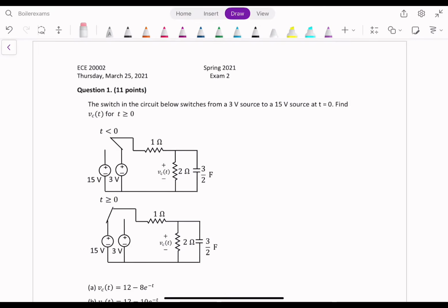Okay, question 1. The switch in the circuit below switches from a 3-volt source to a 15-volt source at time t is equal to 0. Find V sub c of t for times t greater than or equal to 0.